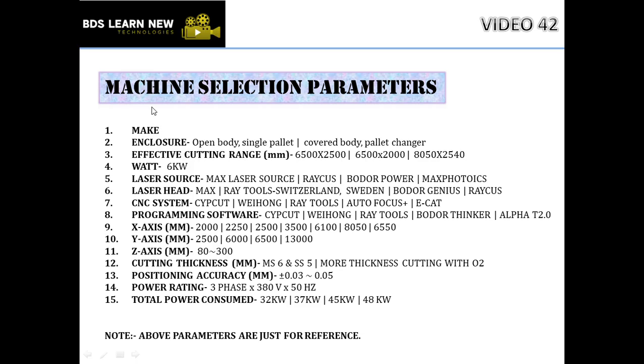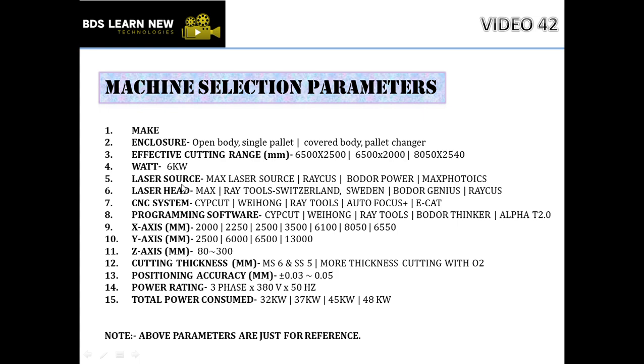Then these are the machine selection parameters. Now what are these things? These are 15 parameters. These parameters are just for reference. You can check the OEM or supplier, machine suppliers' technical specifications. These are just for the reference.